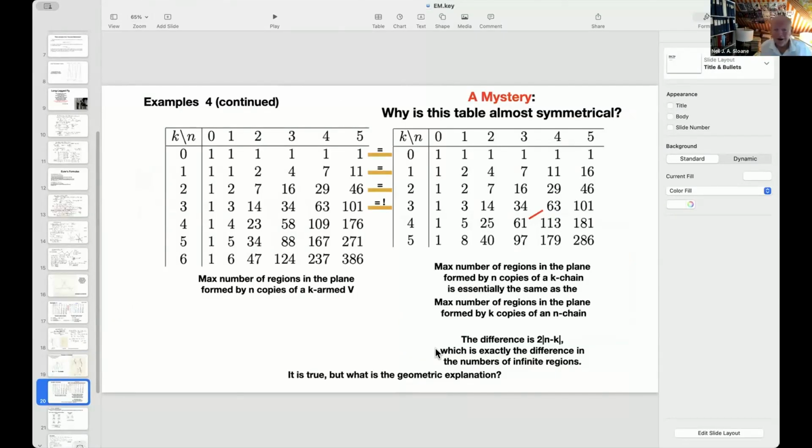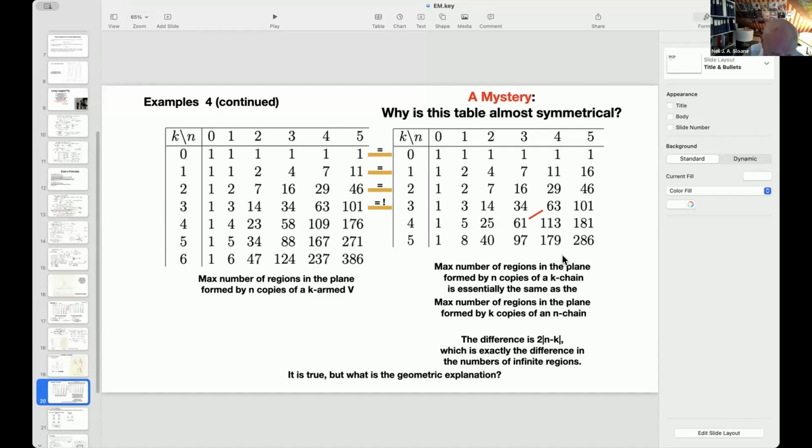Okay, the other observation about this table is still unexplained. This is the table for n k-chains. It looks like this. We just saw the sequence where we have 3-chains and n of them. This main diagonal goes 1, 2, 7, 3, 4. Across the diagonal, the numbers are very nearly equal. This table is very nearly symmetric. The difference, in fact, because we've got a formula for these numbers, between the kn entry and the nk entry, is twice the absolute value of n minus k. It's the difference in the number of infinite regions. You can't avoid it. So apart from that, this is a symmetric table, and this is a mystery.